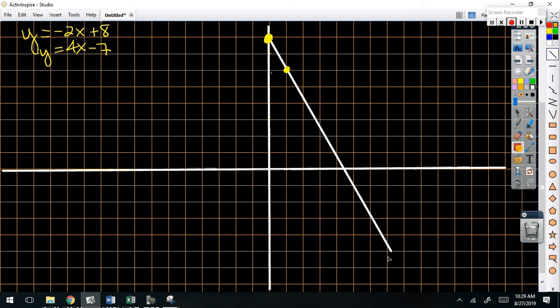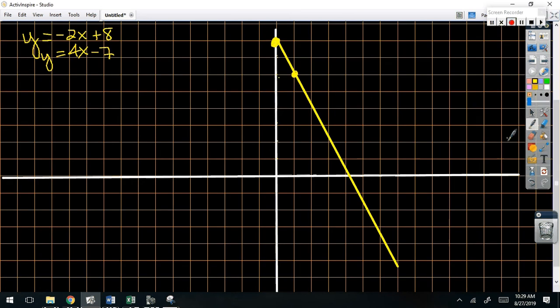It's not quite perfect because it should be crossing. Let's see. If we have time, I'd really like to show you how to do it on your calculator. Wait. Oh, that's 8. 8 and then down 2 over 1.